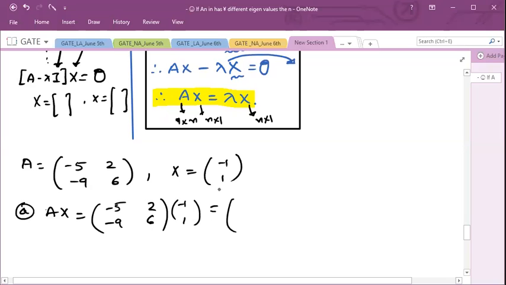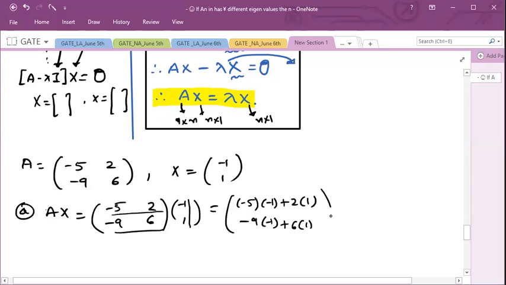So minus 5 into minus 1 plus 2 into 1, first row into first column. Now second row into second column: minus 9 into minus 1 plus 6 into 1. Minus 5 into minus 1 becomes plus 5, 5 plus 2 is 7. And minus 9 into minus 1 is plus 9, plus 6, it becomes 15. So it is 7 and 15.